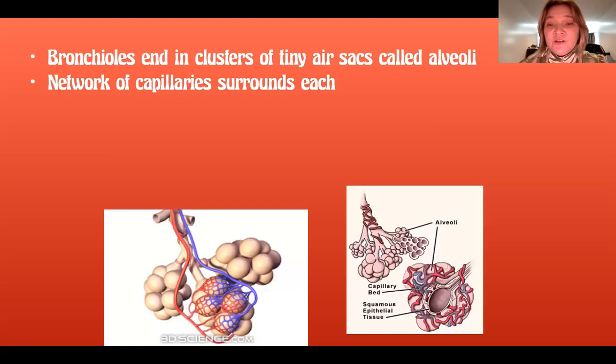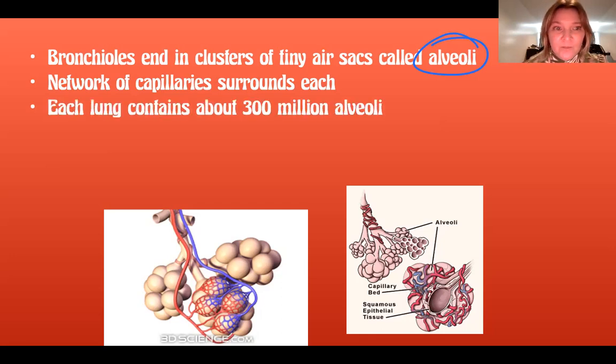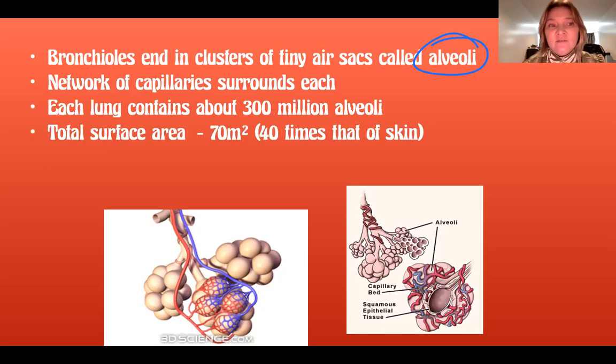tiny little clusters of air sacs called alveoli that should be highlighted because it is a vocabulary word. And there's a network of capillaries surrounding each alveolus. Again, alveoli plural, alveolus singular. Each lung contains 300 million alveoli, and the total surface area is 70 square meters, which is 40 times more surface area than your skin. That is in each lung.